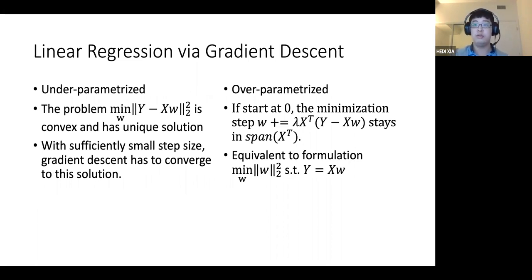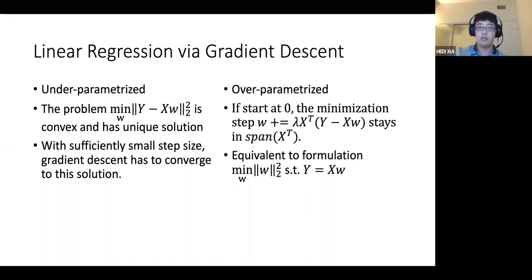The next slide, please. What happens in the underparameterized regime is that the problem is convex. It has a unique solution. So whatever optimization method you use, you're always going to converge to that unique solution. And so the problem has fixed results, and it follows the statistical theories about machine learning.